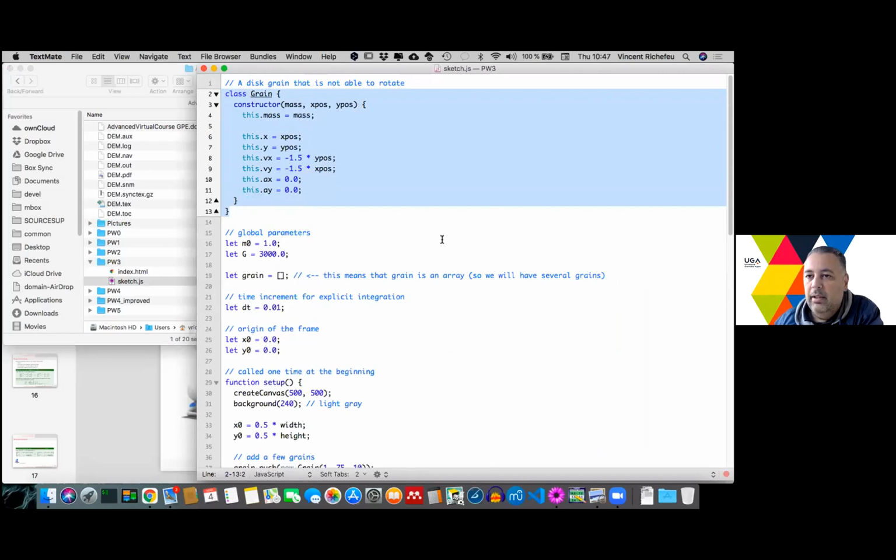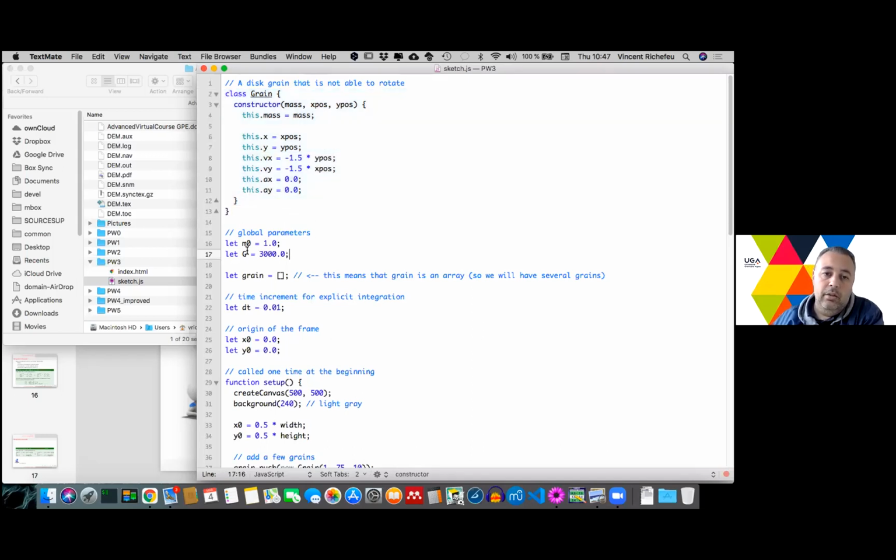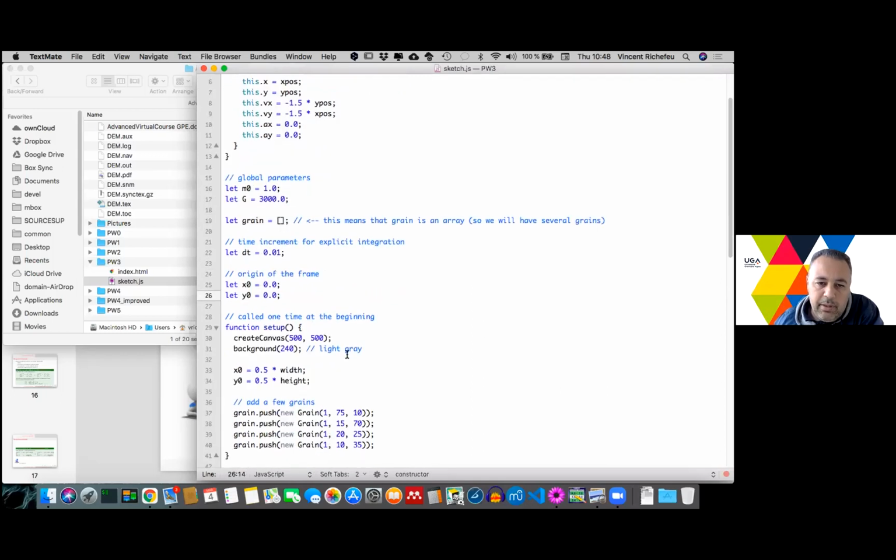I will define a variable which is not a single value, but something that holds several values. I can define a grain or a particle, and this grain has a position, x, y, a velocity, and acceleration. It is the way we do it in JavaScript. So still we've got the mass for the sun, a gravity constant, but this time, instead of having only one particle, we've got an array of particles. We've got many. In JavaScript, we do that by using square brackets. The time step, something to display, and then the setup.